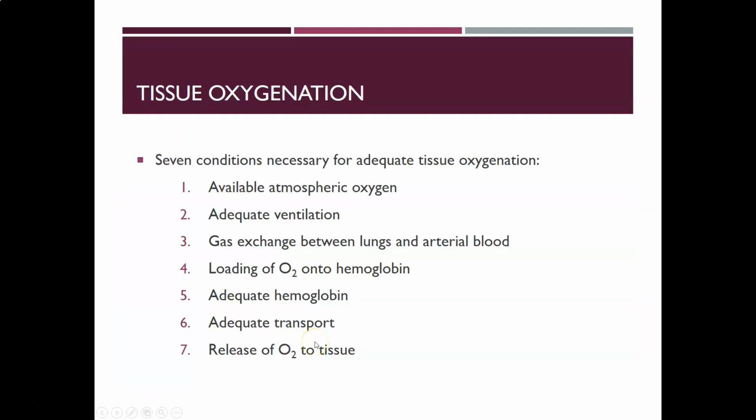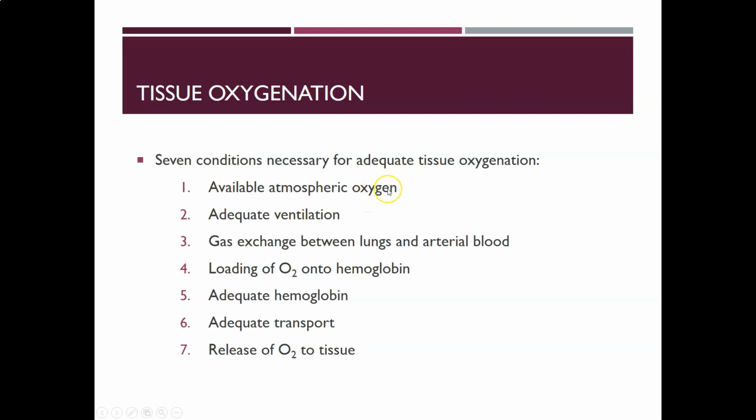This is a review. So tissue oxygenation is really what breathing is all about. It's about getting oxygen to the tissues so that your metabolic reactions can happen. So there are a lot of different things that have to happen in order for you to get adequate tissue oxygenation. So first of all, you have to have enough oxygen to breathe.